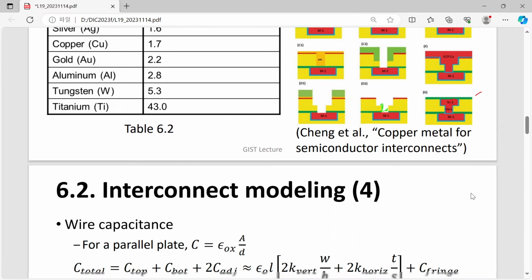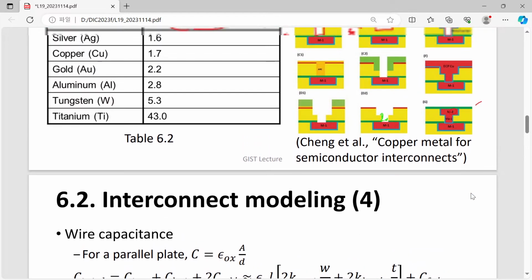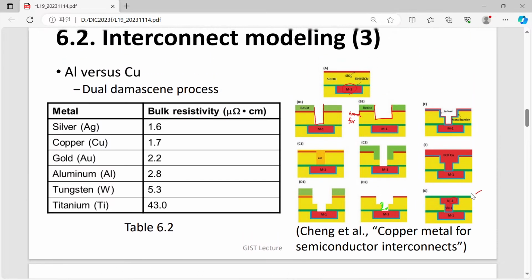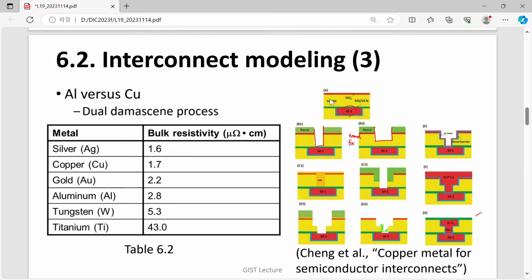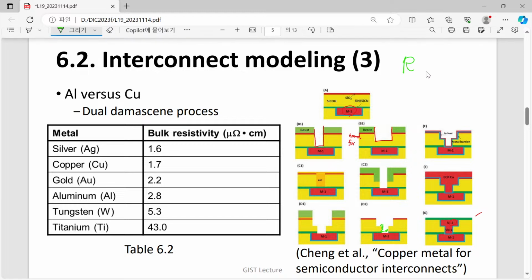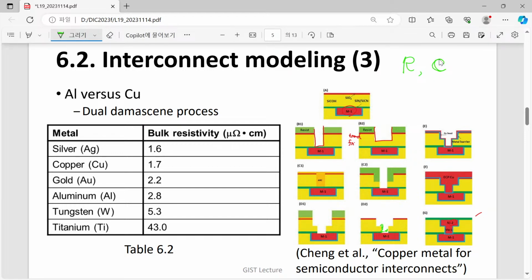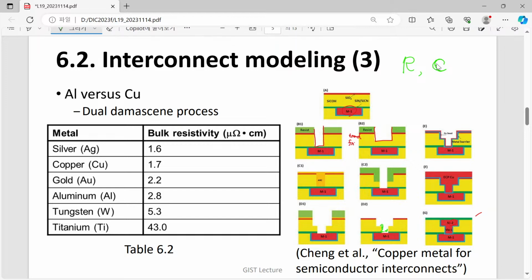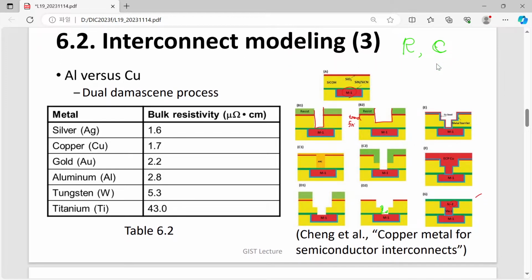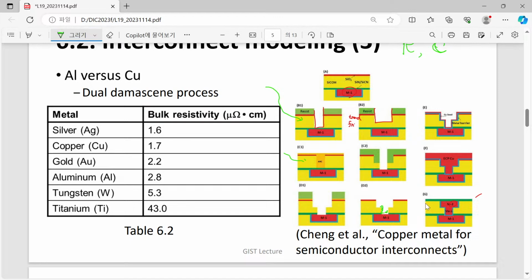So now let's go to this one. Up to now we have thought about the resistance part, the R part, and now we have to consider the capacitance part. But before talking about capacitance, let me just consider this yellow one. You see here we have a certain yellow material. What is it? This is the material filling between one metal and another metal.